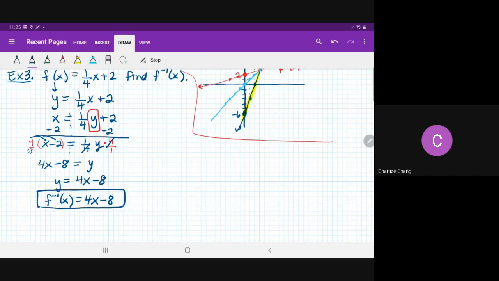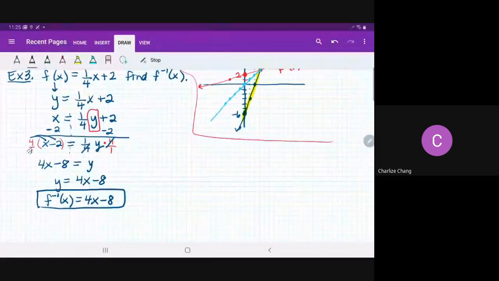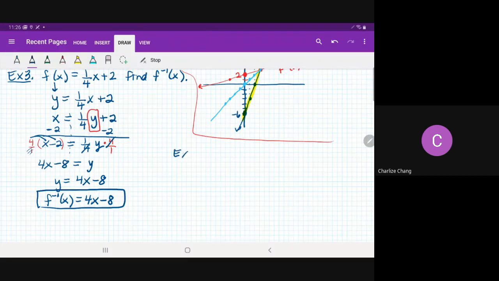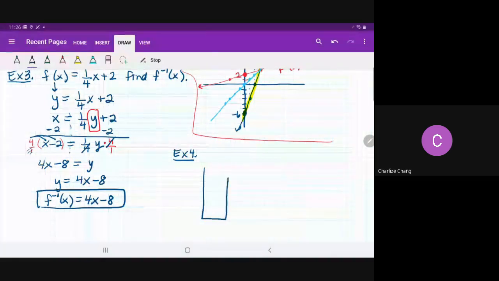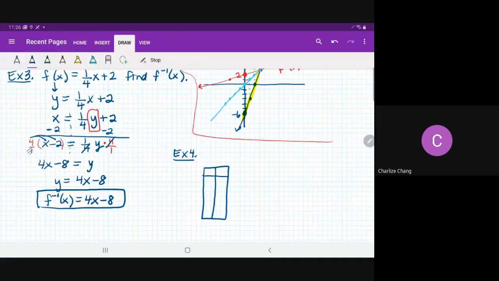I guess we have 5 minutes left. So let me just use 3 of the minutes to show you a table. Example 4. The tables are really nice. So you have a table.